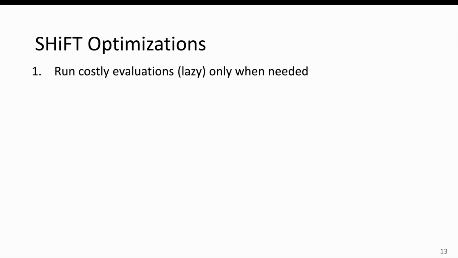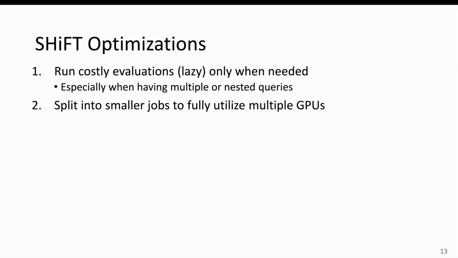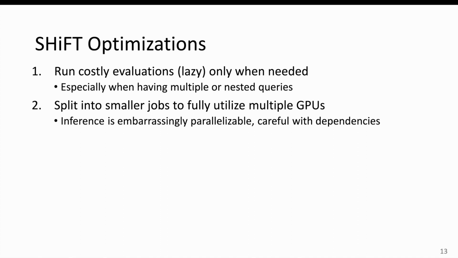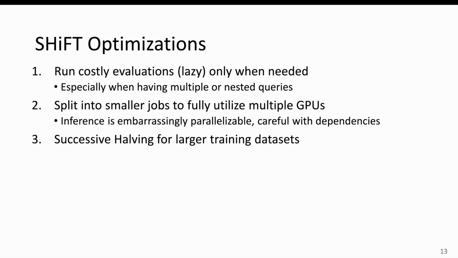In order for Shift to be efficient, we also propose many optimizations in this work. First of all, as I said before, we only run costly evaluation when we need it. This is especially important when we have multiple or nested queries, where we rerun the same thing over and over again. We also split big inference tasks into smaller jobs in order to fully utilize multiple GPUs. One thing to notice here is that inference is embarrassingly parallel, whereas when we have proxy scores which rely on last layer representations, we need to be a little bit careful with dependencies.